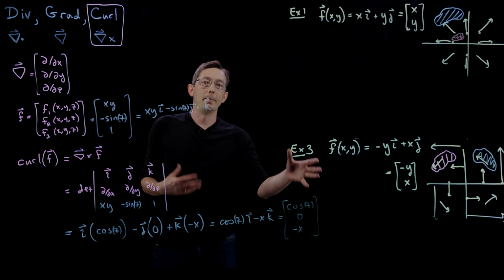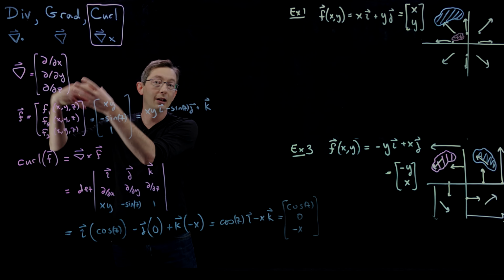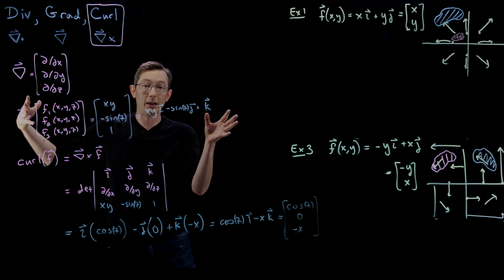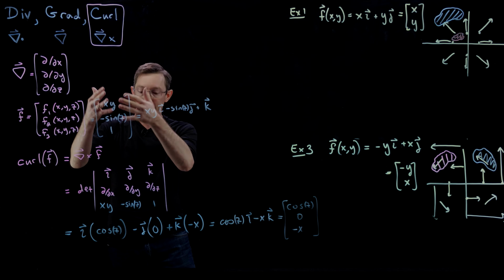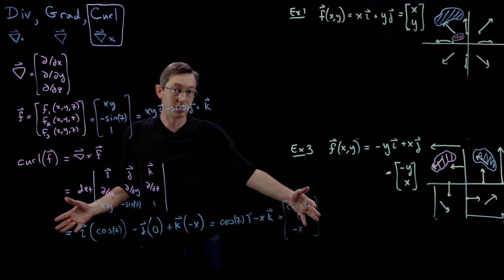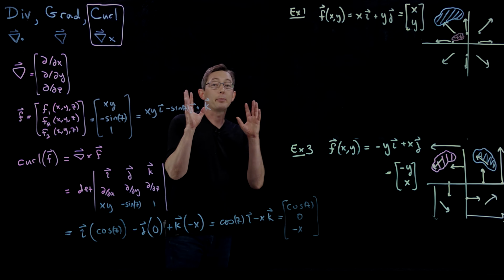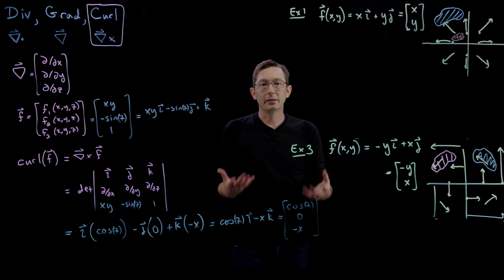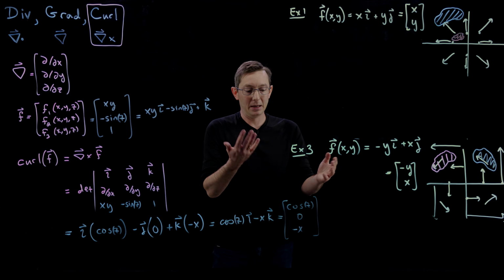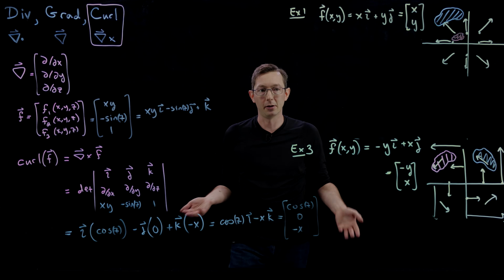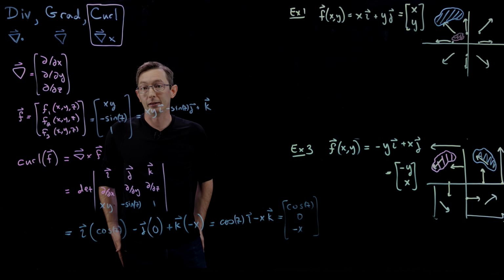So really, really simple. This is how we compute the curl of any old vector field you like. You can write down any vector field you want, and it's relatively simple to compute its curl. Okay? Now, the interpretation of the curl is a little more subtle. What does this mean? What does it mean to have a curl that's cos z, 0, minus x? And I'll talk about that right now.